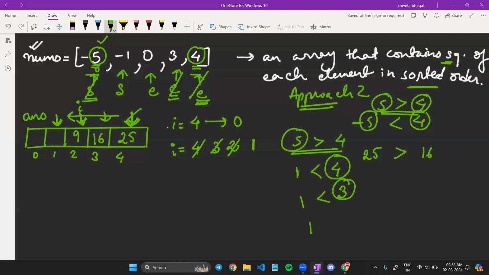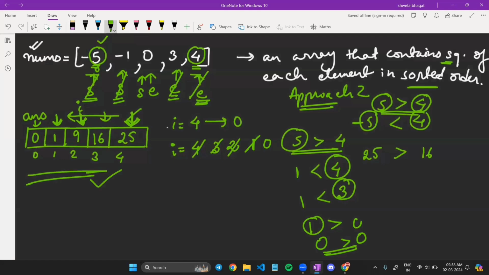Now we'll check 1 and 0. So 1 is greater than 0. So what we'll do? Here we'll place the square of 1. So it would be 1. And since the value at start was greater, we will increment start. So now start and end both are at 0th index. So now we'll check is 0 greater than 0 or is 0 lesser than 0. So what we'll do? Over here, by this time our I pointer would become 0 and over here we will place 0. And this is the answer that we have.